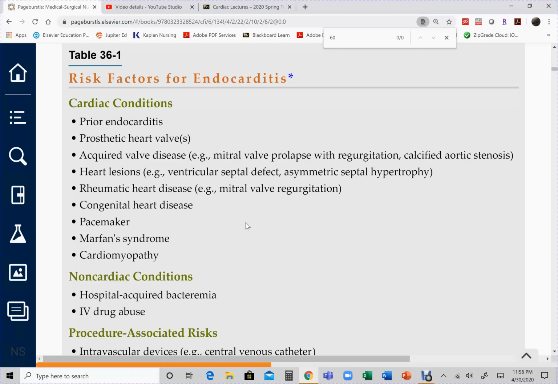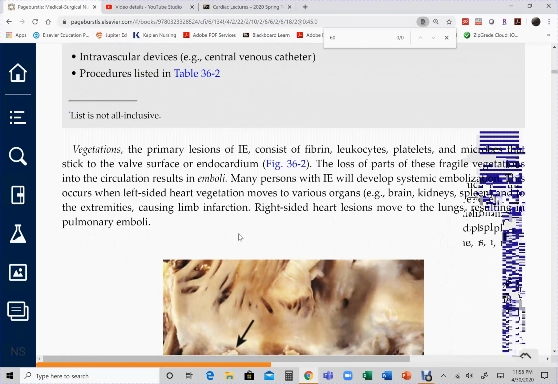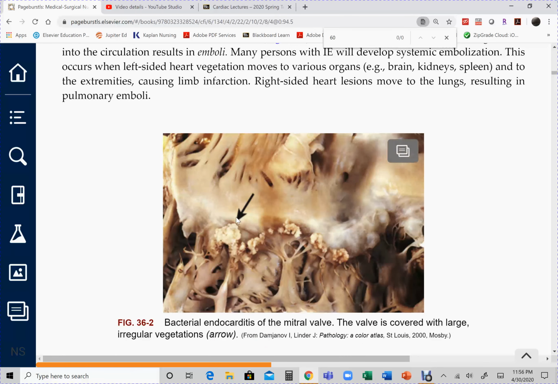I'm not saying there won't be any endocarditis in the other valves. However, again, it basically boils down to the most conducive environment. So frequently it's the mitral valve that is affected. Vegetations are seen as they form on the mitral valve.